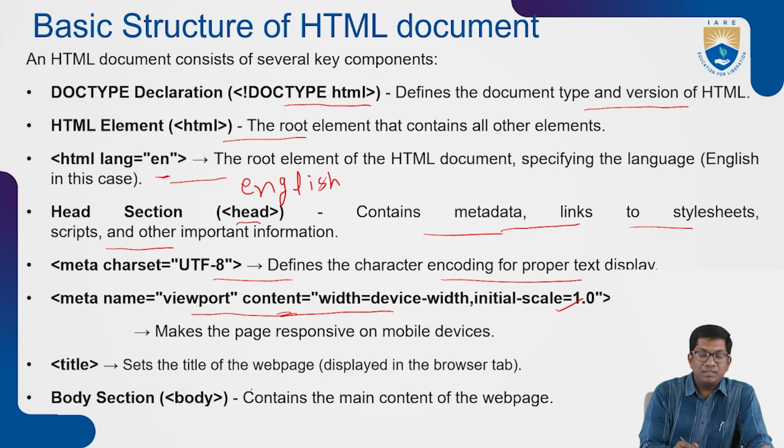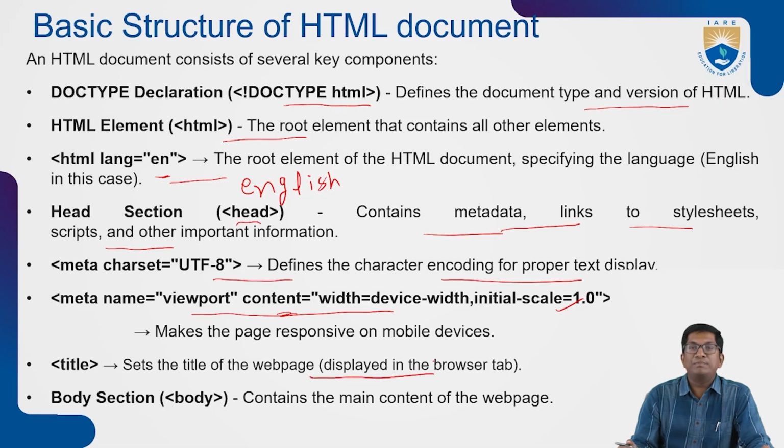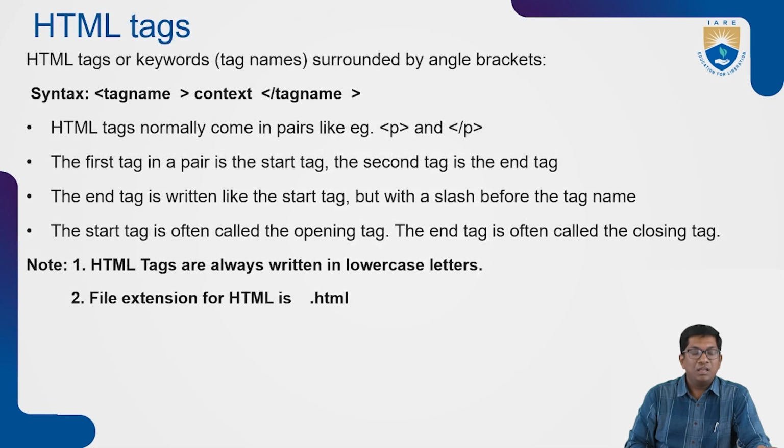Next we have title. It sets the title of the web page, displayed in the browser tab at the top left corner. Next, the body section contains the main content of the web page. So whatever you want to display in the browser, you have to write in between the body element, the body tag. That is the basic structure. And we have different tags we are going to discuss.